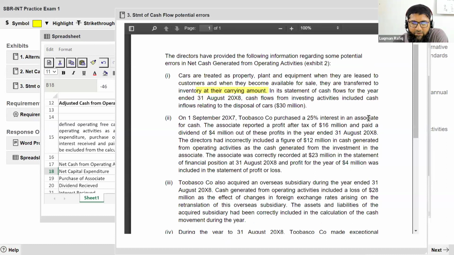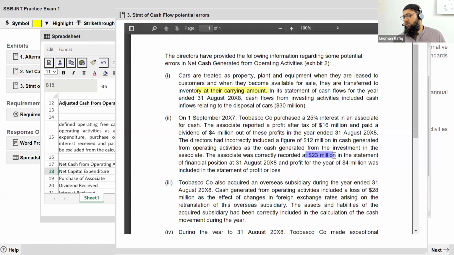Toobasco purchased a 25% interest in an associate for cash. Okay. Associate reported a profit after tax of 16 million and paid a dividend of 4 million out of these profits. Okay, so these are the profits. Directors included a figure of 12 million in cash generated as the cash generated from investment in the associate. Investment in associate was correctly recorded at 23 million in the statement of financial position at 31st August X8. And profit for the year of 4 million was included in the statement of profit or loss.